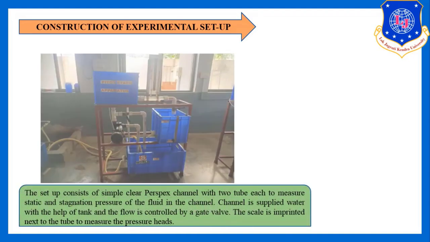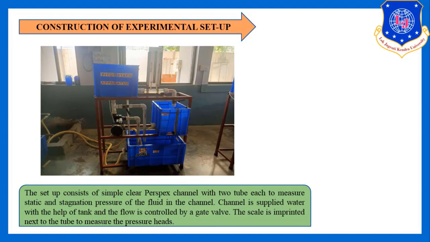Basically, the setup consists of a simple clear perspex channel with two tubes. Here, see this part. In this part, we have inserted a Pitot tube. We will see in our video of the experiment two tubes, each to measure the static and stagnation pressure of the fluid in the channel. The liquid flows through this channel, and with the help of these two tubes, the first tube measures static pressure and this Pitot tube measures the stagnation pressure or total pressure.